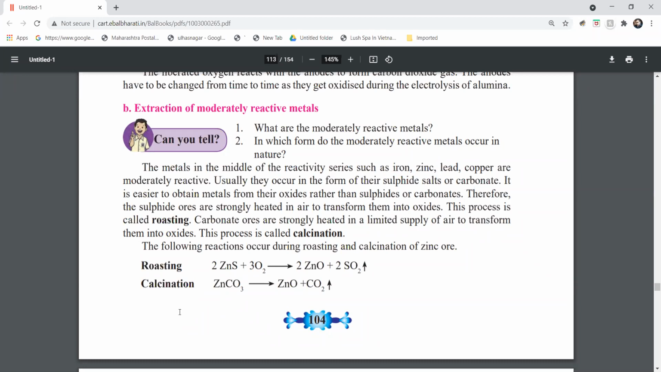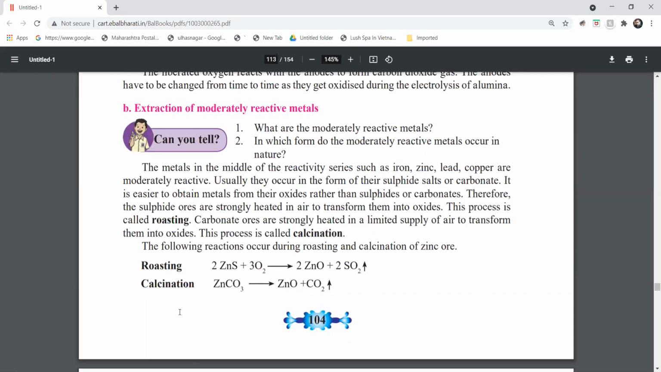Therefore, sulfides are heated so that they can be converted into oxides. You all know that when something is combusted, oxygen gets added to it. So they take the sulfide ores and heat them so that they turn into oxides. And this process is called roasting. Once it is heated, you get oxides. And this is for sulfide ores. The carbonate ores are also heated with a limited amount of air, and that is called calcination. Now the reactions that occur during roasting and calcination of zinc ore have been mentioned here.